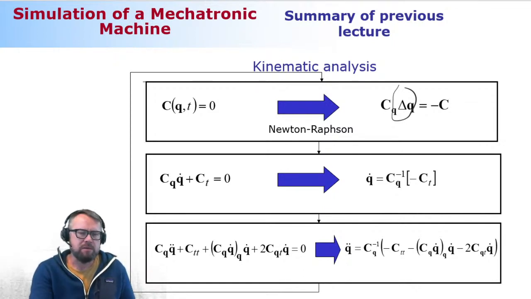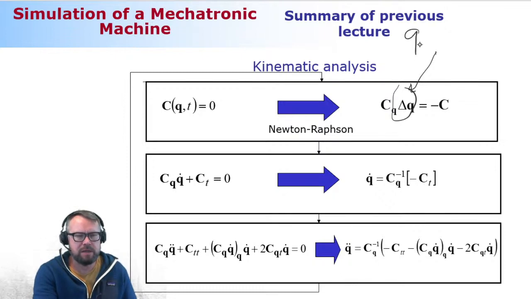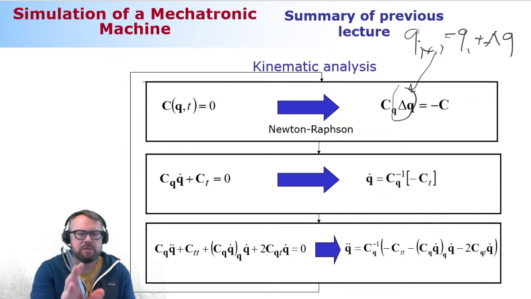And look at what we're doing here. We're solving the Newton difference, and the Newton difference is then used to update the generalized coordinates. Remember, it went like this: the new guess for the generalized coordinates you can get by having the previous guess plus delta Q. Now take a look at this.